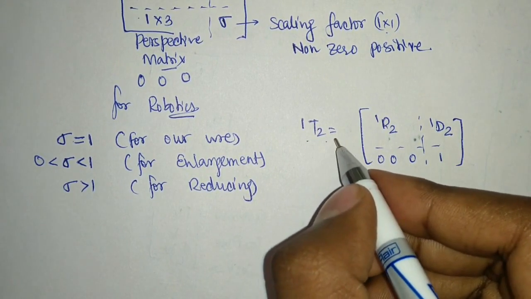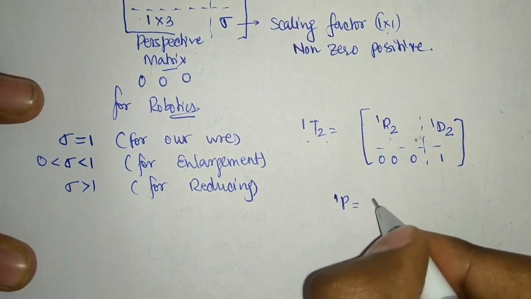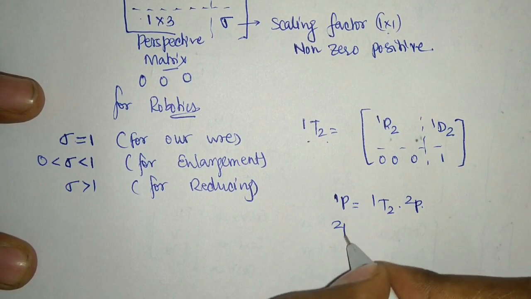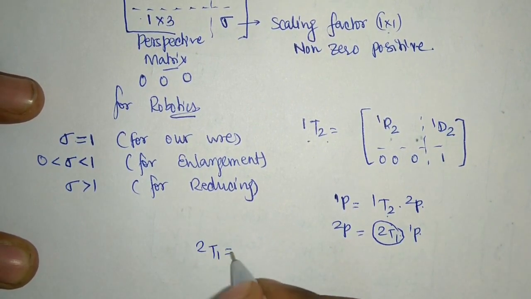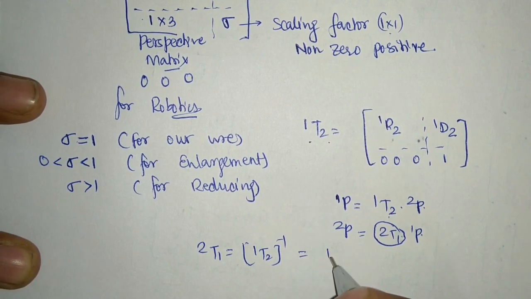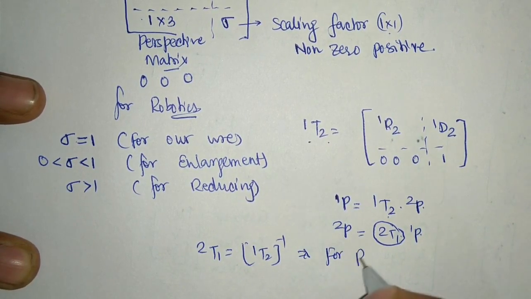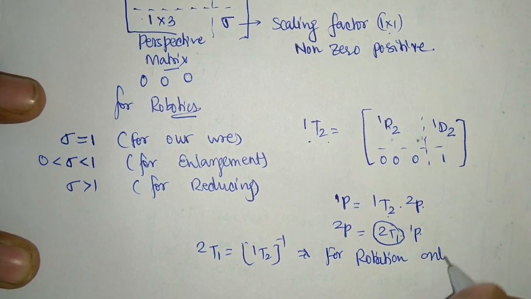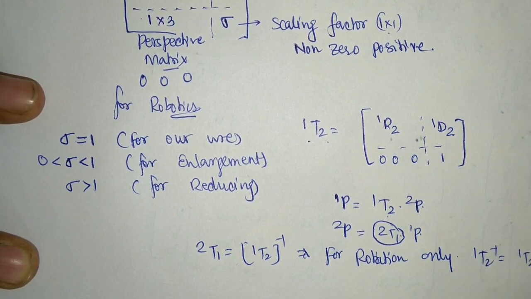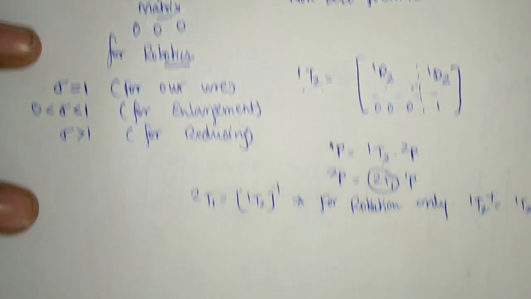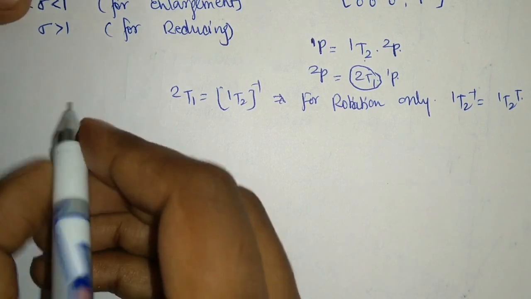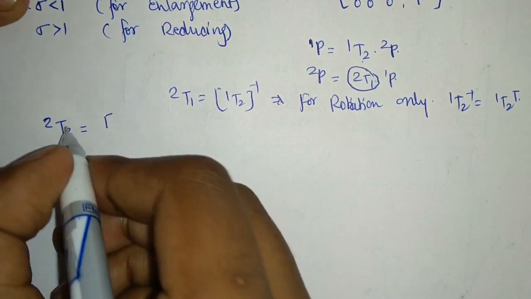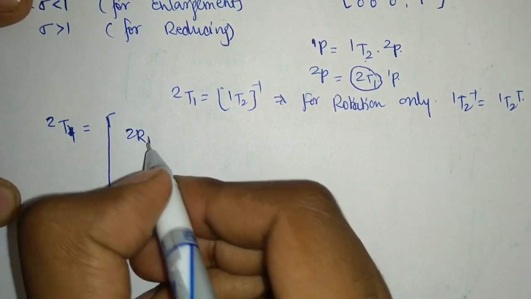Now that is 1T2. If I want to know 1P, then that will be equal to 1T2 into 2P, right? Or if I want to know 2P, then that will be equal to 2T1 into 1P. But what is the relation between these two? 2T1 is 1T2 inverse. And as I told you earlier, for rotation only, 1T2 inverse will be equal to 1T2 transpose. But if we have the translation factor also, what will happen in that particular case? So what happens when I have a translation matrix also? In that case, 2T1 is equal to 2R1, right?